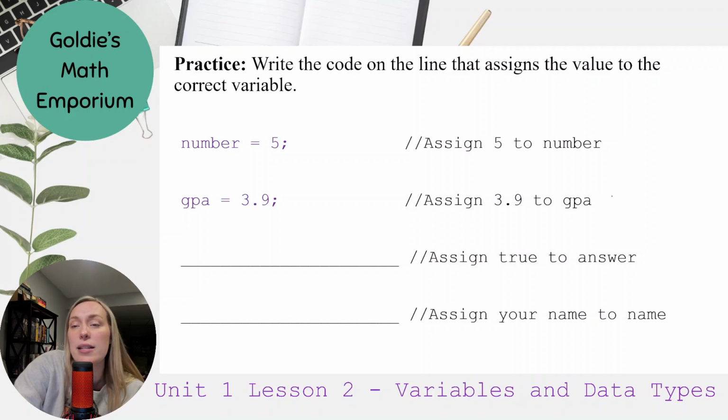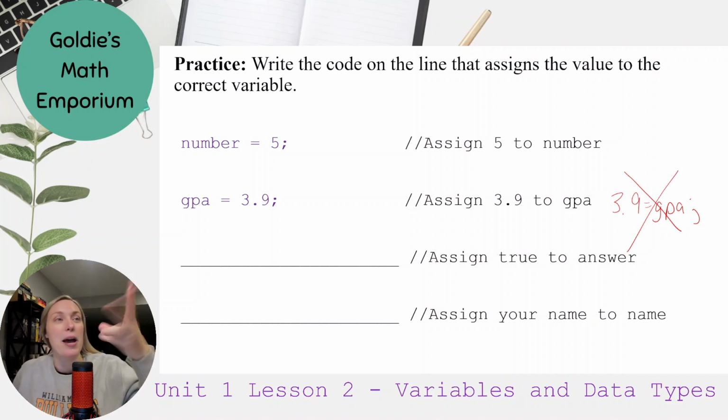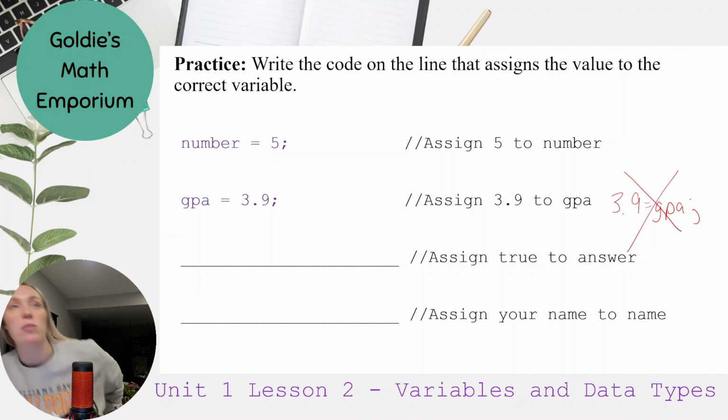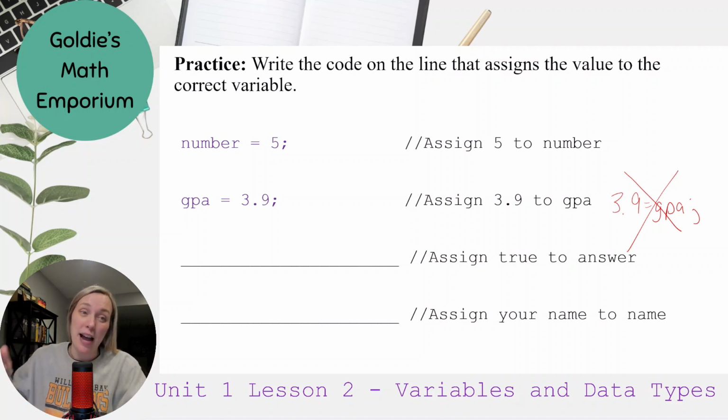Okay. This, for any of them, switching this is not allowed. Okay. We do not do that. I know in math, it doesn't matter whether it's x equals 5 or 5 equals x. It meant the same thing in algebra. That is not the case for programming. Your identifier has to be on the left and the data has to be on the right.